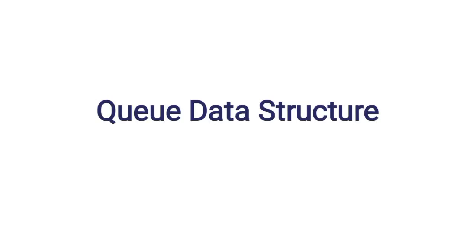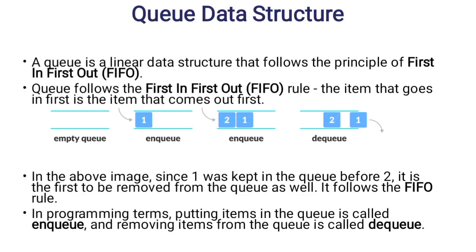Today I'm going to speak about queue data structure. What is queue data structure? If we define it, we can define it as a linear data structure that follows the principle of first in, first out, that is FIFO principle. What does the FIFO principle say? The FIFO principle says that the first element that has been added into the queue will be the first element to be removed from the queue.